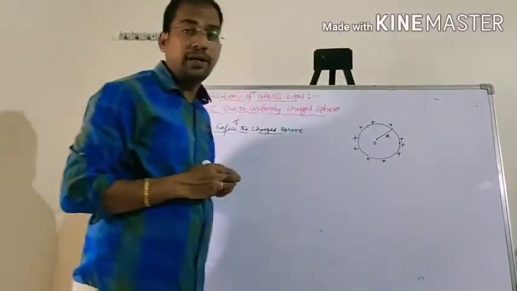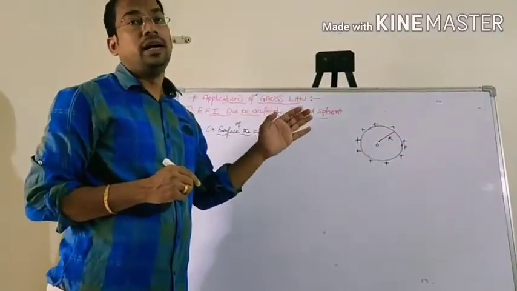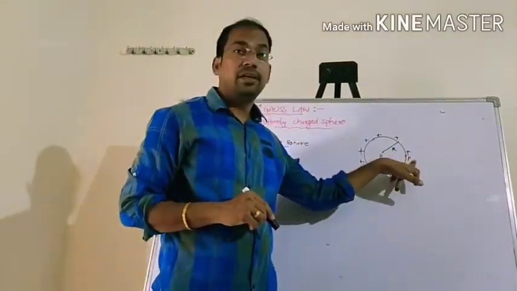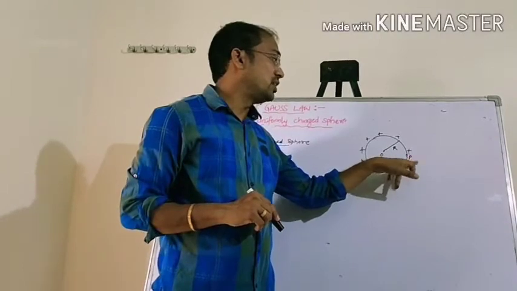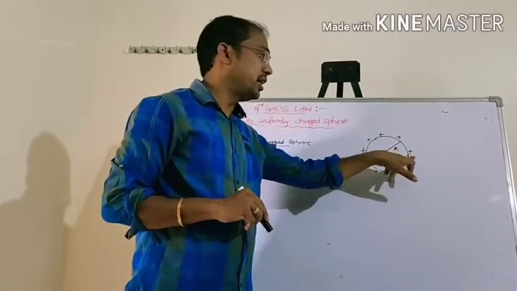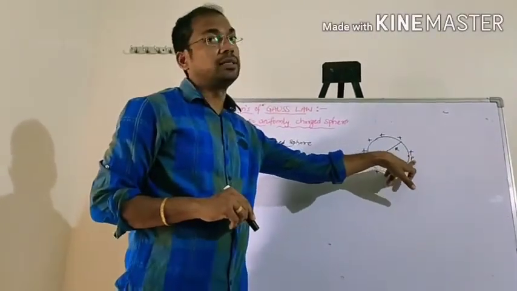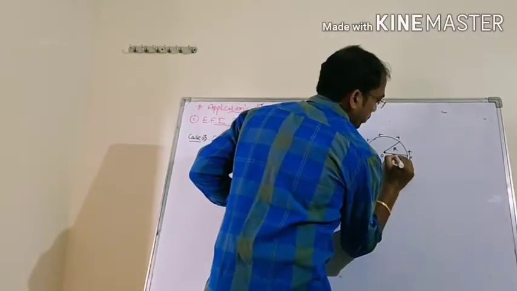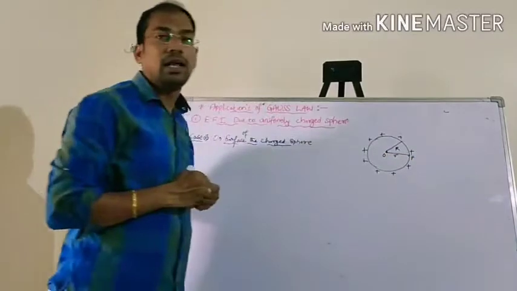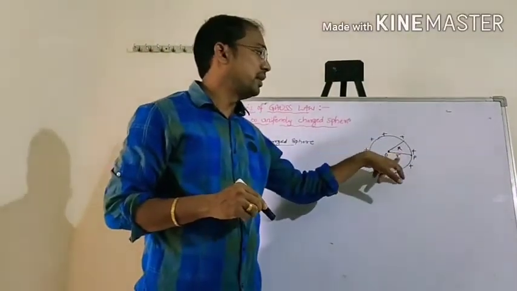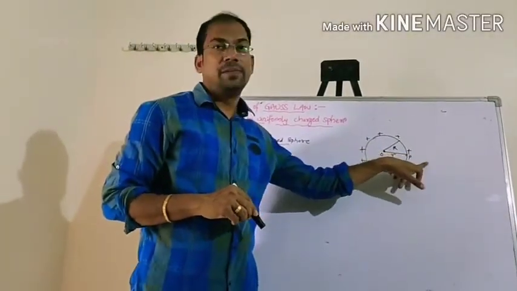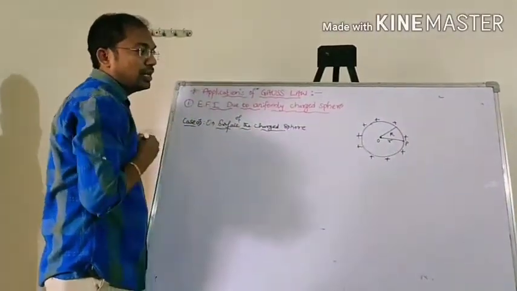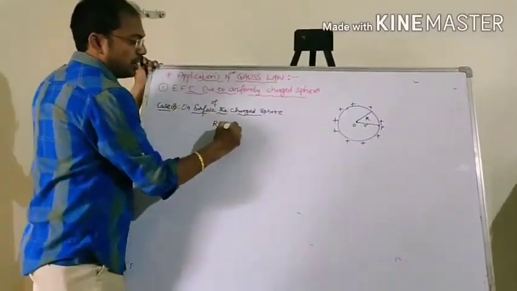In order to determine the electric field intensity on the surface of the sphere, consider a point P which is on the surface of the sphere. See the point P. Let the distance from P to O, the center of the sphere, be small r. Okay, small r is the distance between O and P. From the diagram we understand that capital R is equal to small r.